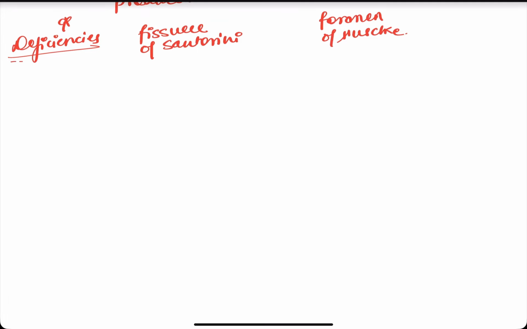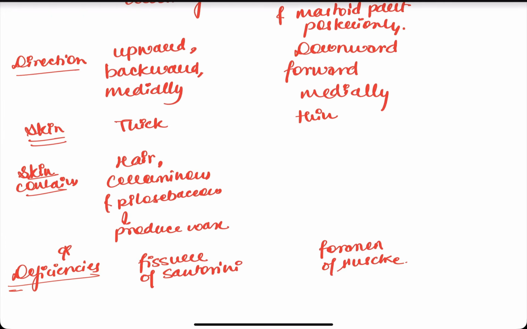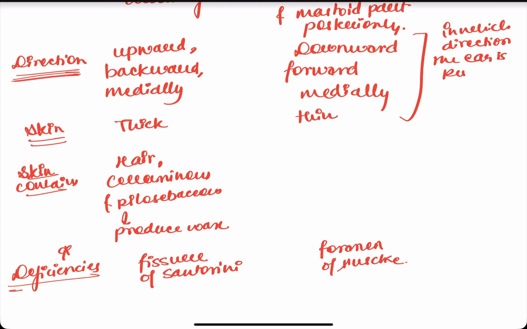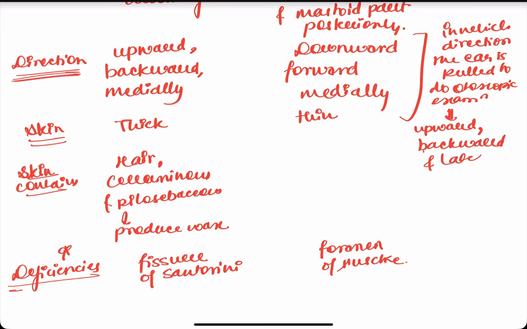Now from these directions, a question is made: in which direction is the ear pulled to do otoscopic examination? So we pull the ear upward, backward, and lateral direction.